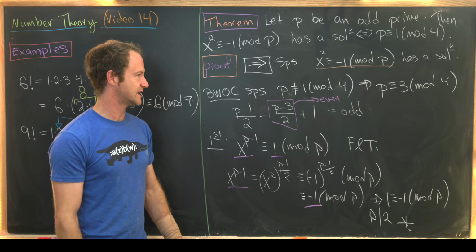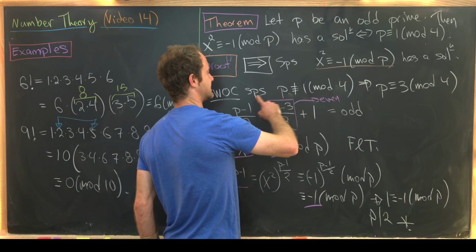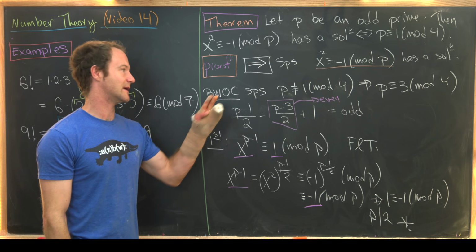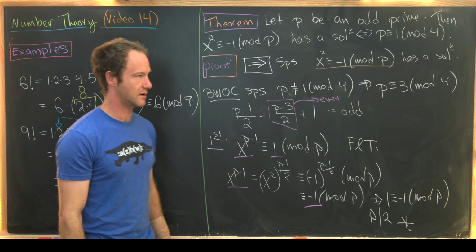So what did we contradict? Well, we contradicted this supposition right here that p is not congruent to 1 mod 4. So that means p must be congruent to 1 mod 4.